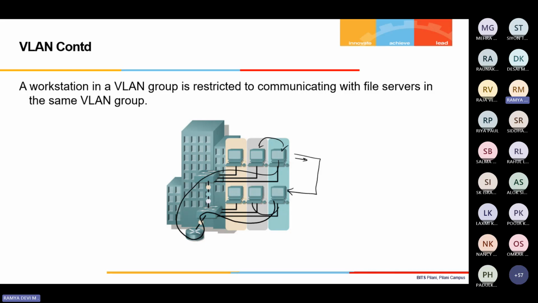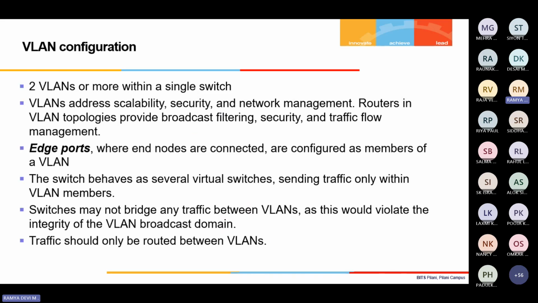Okay, so it gives you security and also isolation. It isolates the sensitive data and also prevents unauthorized access. Together with that, it limits the broadcast traffic, right? So this is how things are. So two different VLANs cannot talk to each other. With the help of a router, they can communicate with each other. That's it. Fine. So VLAN configuration: a single switch can support two or more VLANs.